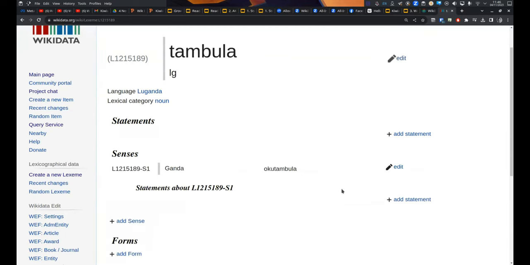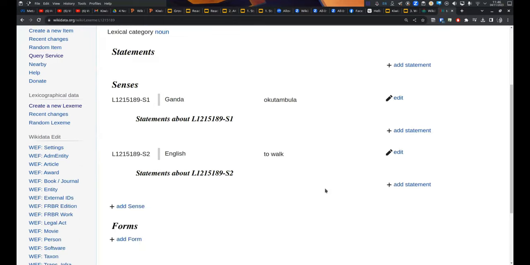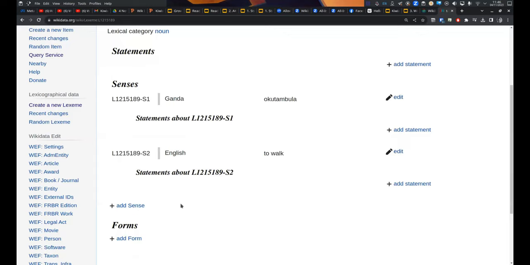To add another sense, which is another language. So write here, English. What is the meaning of it in English? To walk. So write to walk, and then publish it. So now let's go to the forms. This is just the basic. I've added the senses.